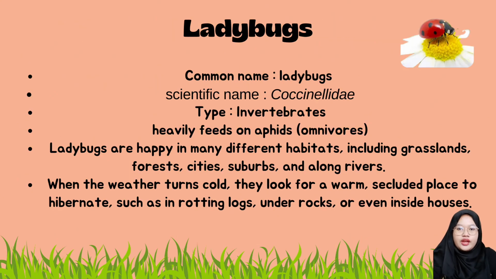Commonly mistaken for Asian lady beetles, ladybugs are scientifically named as Coccinellidae. Their type is invertebrates and they also heavily feed on aphids. What differs them from each other is their pattern. Ladybugs are happy in many different habitats, including grasslands, forests, cities, suburbs, and along rivers. When the weather turns cold, they look for a warm, secluded place to hibernate, such as in rotting logs, under rocks, or even inside houses. Their defense mechanisms are also the same as Asian lady beetles.